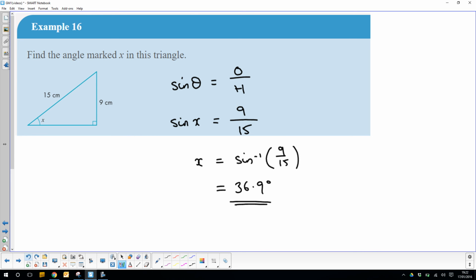But what do we do? First of all, we worked out which ratio we needed, sine, cos or tan, in this case sine. Then we wrote out the sine ratio. Sine theta is opposite over hypotenuse. Pop in the information you've got with side lengths and angle if it's given. In this case, we weren't given the angle, we're just given it as x. But we pop it in as we have been. The difference is when we're working out x, we do that sine minus 1 because we're trying to find the angle. So let's have a look at another one.